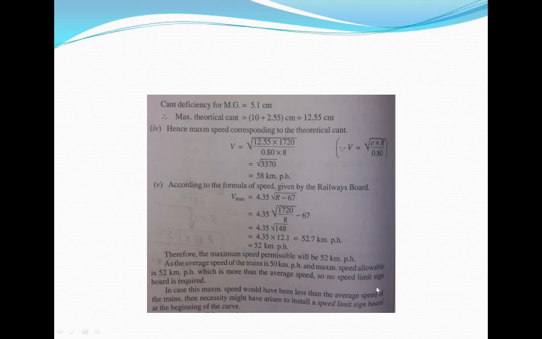So you need not worry about these statements. Just calculate these values, that is, what is the maximum speed allowable. You have to design until this Vmax, right?